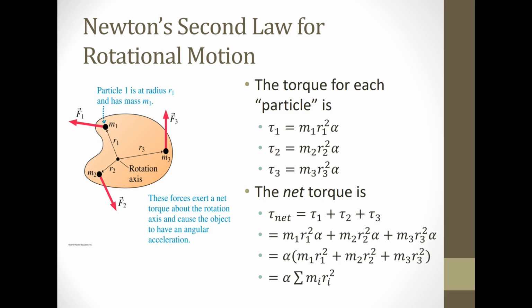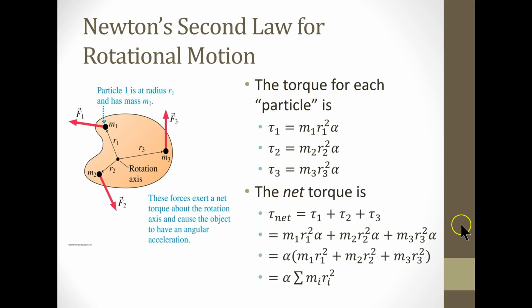Right. So then we're continuing to sort of flesh this out. We're looking at the torque applied to each particle. So we're looking at the torque for 1, right? It's that force of 1 on the mass times the radius times the angular acceleration that it's going to move with, all right? And for 2 and 3. Remember, net torque is the sum of each of the individual torques.